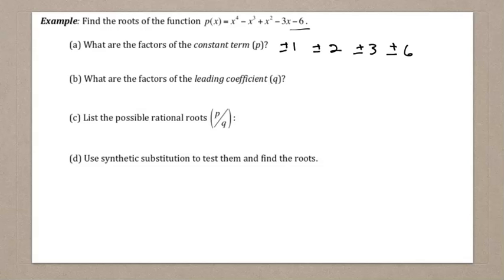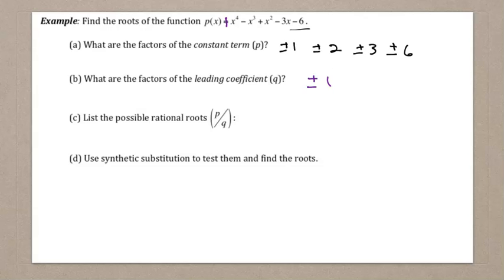We also want to look at the factors of the leading coefficient, q. Well, the leading coefficient, first off, we have to make sure we know what it is. In this case, it's 1, right? If there's nothing in front of that x to the 4th, you write a 1. The factors of 1 are just plus or minus 1. That's nice and easy.